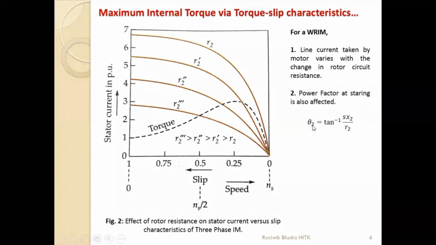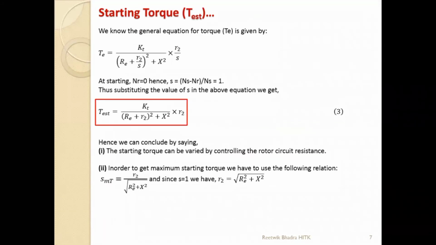So power factor will change as you change your R2. Now next is starting torque. This is another important equation which will be required for solving problems again. So what will happen at starting? Your NR is 0, meaning a starting or standstill condition. Your rotor is not rotating, so NR will be 0.